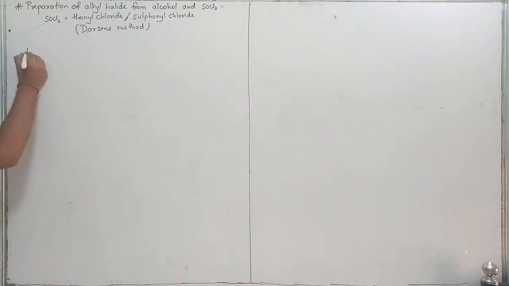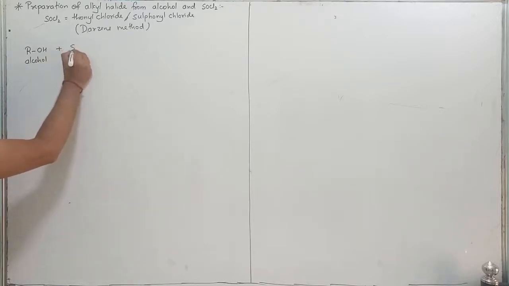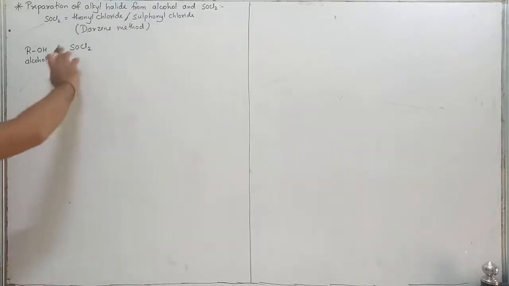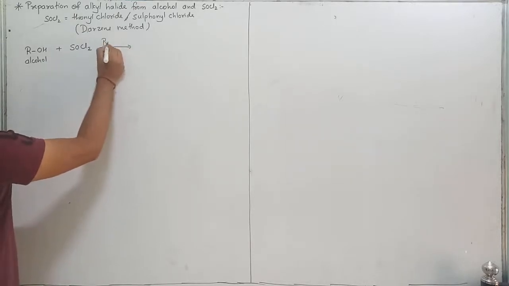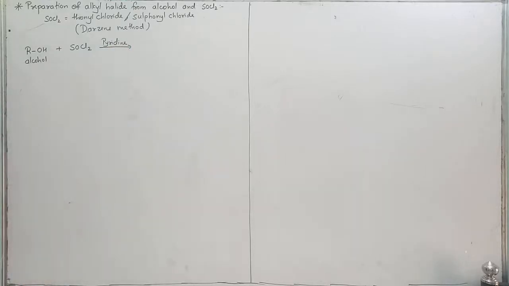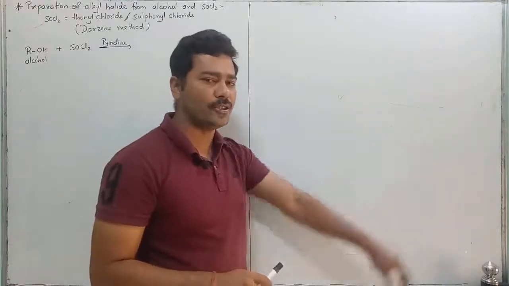See here, when an alcohol ROH reacts with SOCl2, that is thionyl chloride or sulphonyl chloride, in the presence of pyridine, this reaction is also called Darzens method. Now why pyridine is used, I will tell you afterwards, at the end of the reaction.